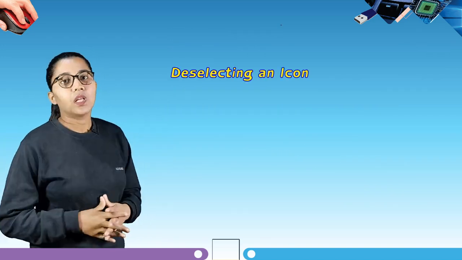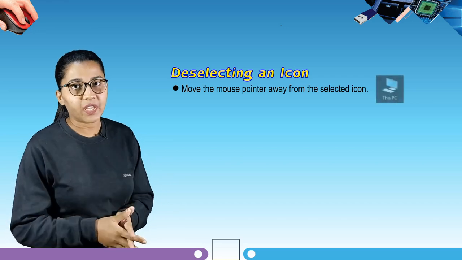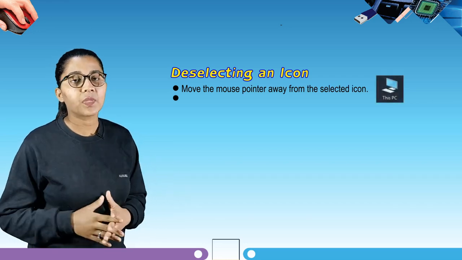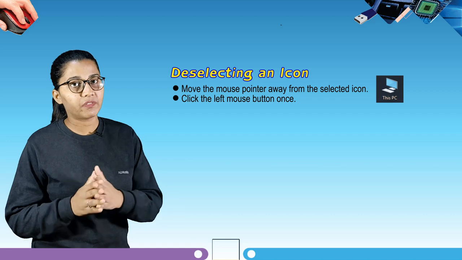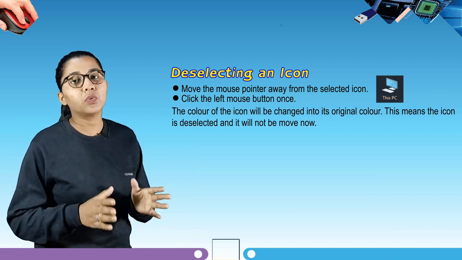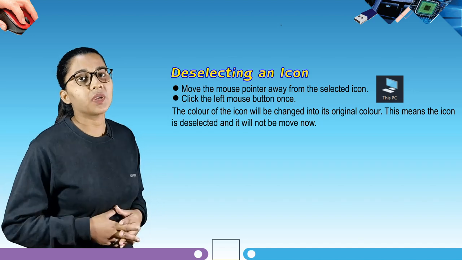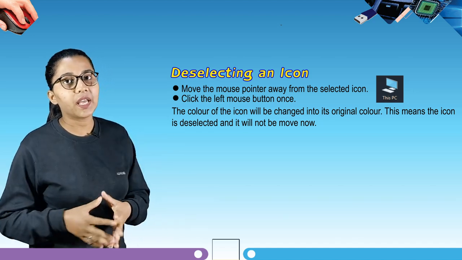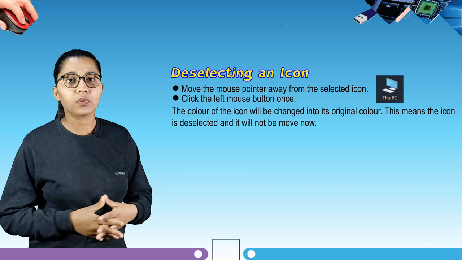Next we have deselecting an icon. Move the mouse pointer away from the selected icon. Click the left mouse button once. The color of the icon will change back to the original color. This means the icon is deselected and it will not be moved now.